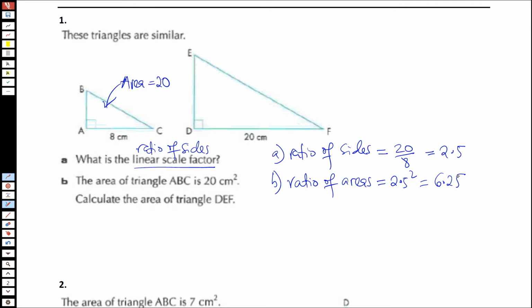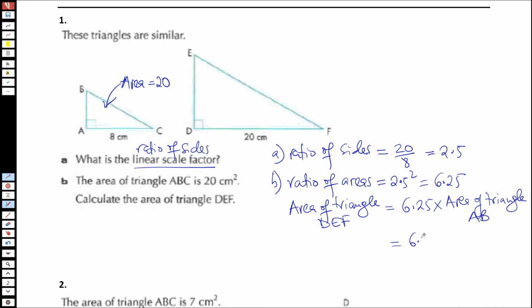So what does this mean? What does this ratio of areas mean? It basically means that the area of triangle DEF is 6.25 times the area of triangle ABC. So basically, the area of the larger triangle is 6.25 times the area of the smaller triangle. So this means that the area of triangle DEF is equal to 6.25 times area of triangle ABC.